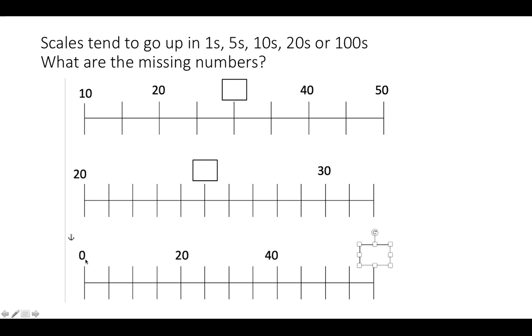Let's try this one. I've got 0, 20, 40. So what's it going up in? Well, let's try counting in ones. 1, 2, 3. That doesn't work. Try 5s. 5, 10, 15, 20. That works. The scale is going up in 5s. So what is the missing number? 25, 30, 35, 40, 45, 50, 55, 60.